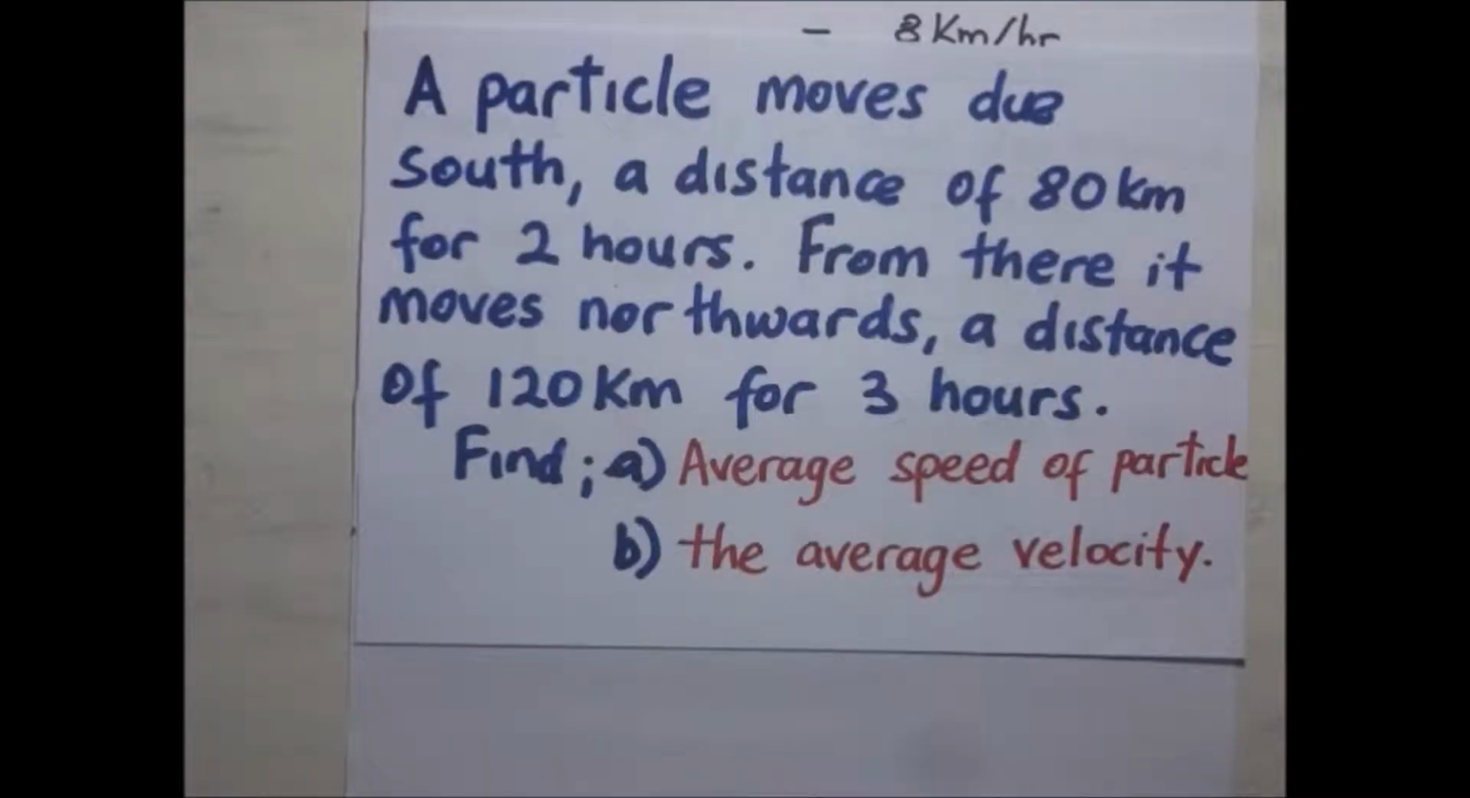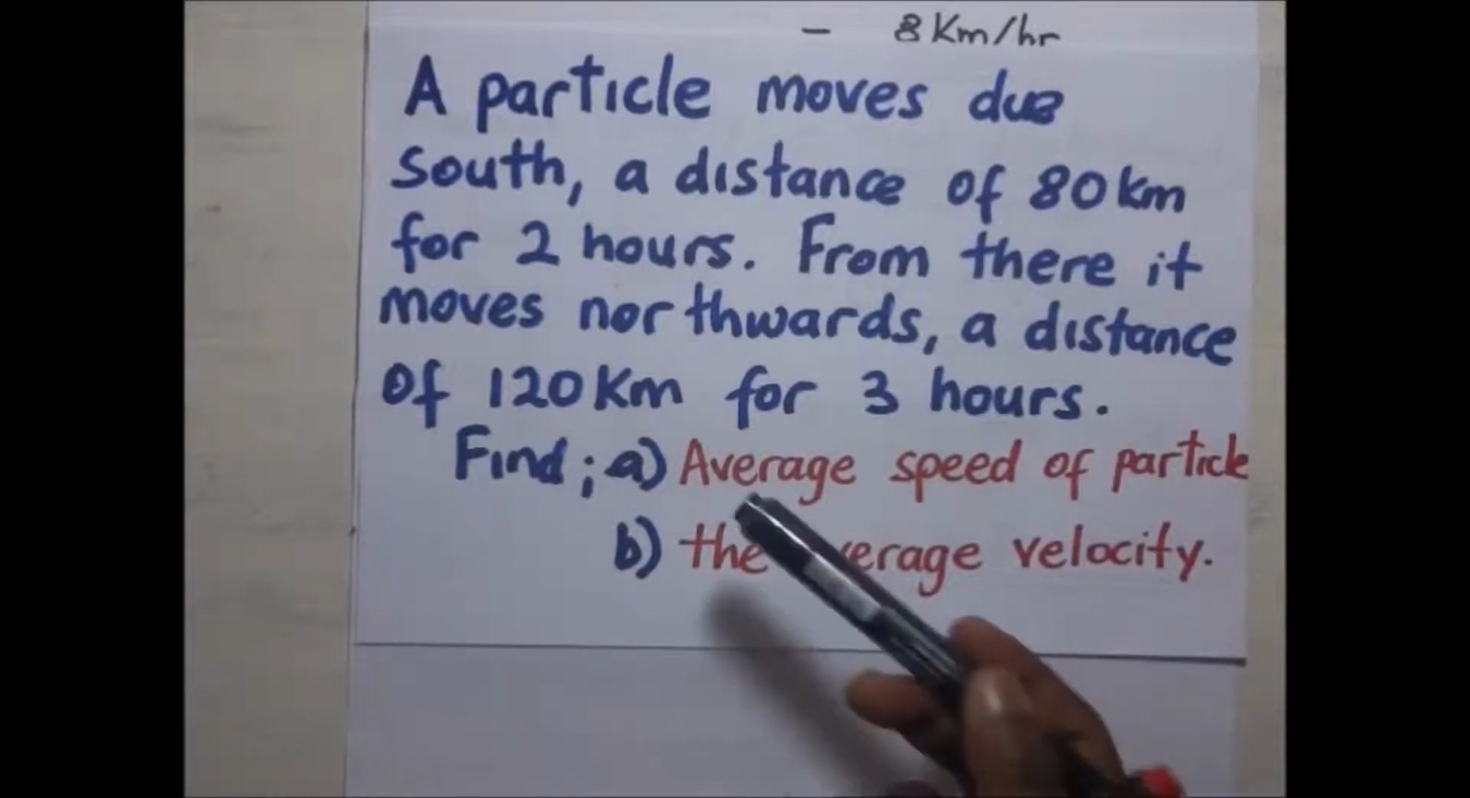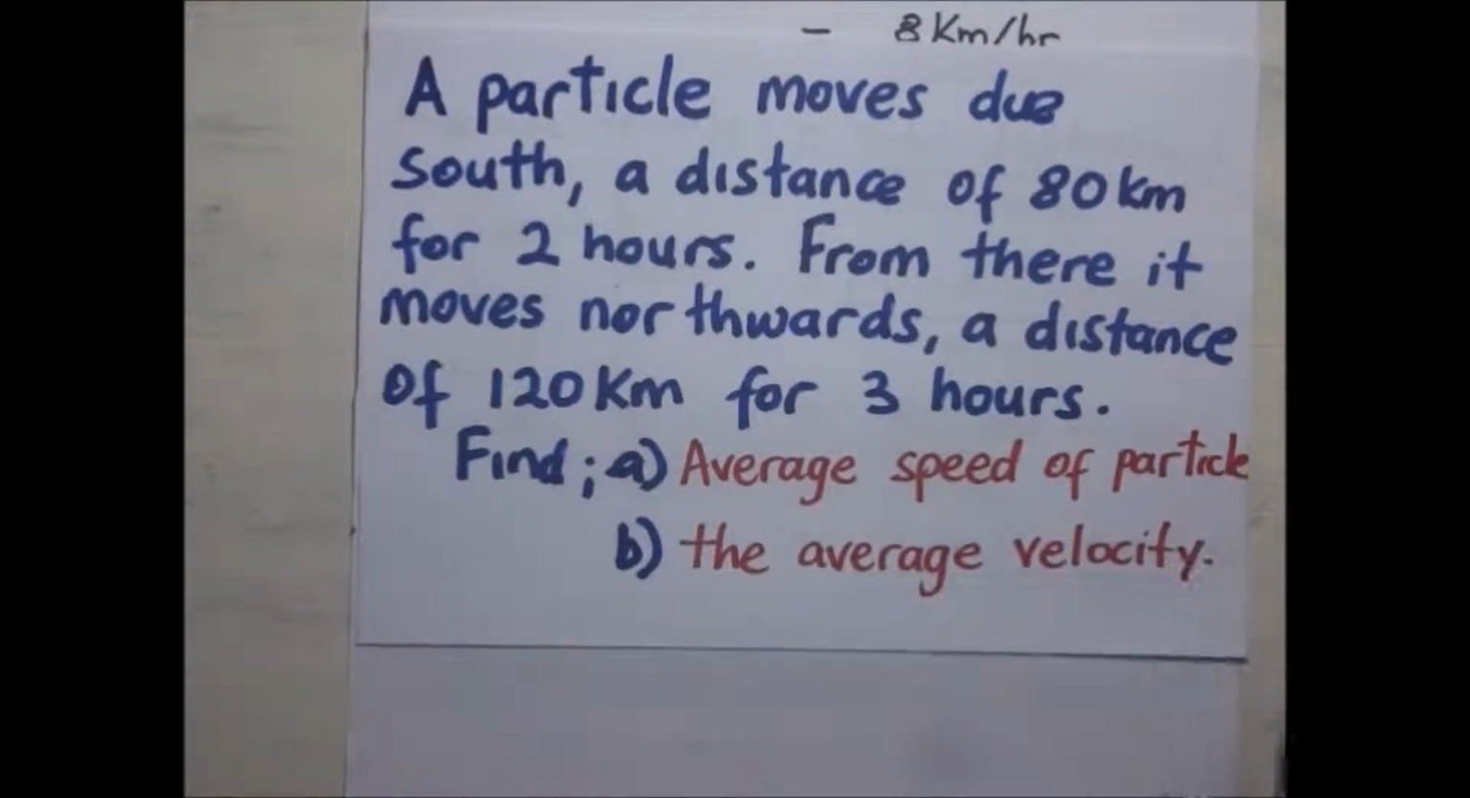Now you could go ahead and try out that number on your screen. A particle moves due south a distance of 80 kilometers for 2 hours. From there it moves northwards a distance of 120 kilometers for 3 hours. You could go out and try out that number. The average speed I expect you to get is 40 kilometers per hour, and the average velocity I expect you to get is 8 kilometers per hour in the north direction.